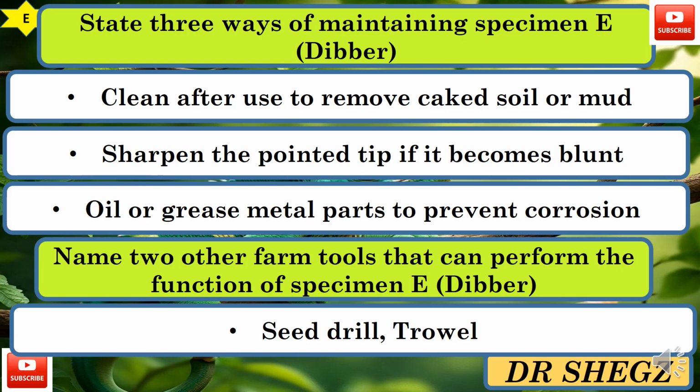Now, maintaining. What are the ways of maintaining this specimen E, which is the dibber here? You have to clean after use to remove. Once you dig the ground, some of the soil may be attached to the dibber, so you have to clean it after use. And you must sharpen the pointed tip once it becomes blunt. Then you must grease the metal parts to prevent corrosion. Now, what are two other farm tools that can perform the function of specimen E? You have the seed drill and you have the trowel.